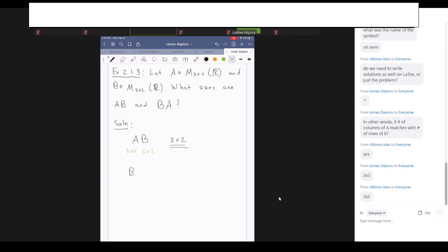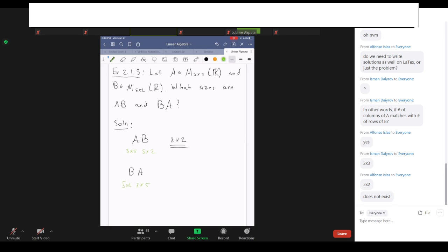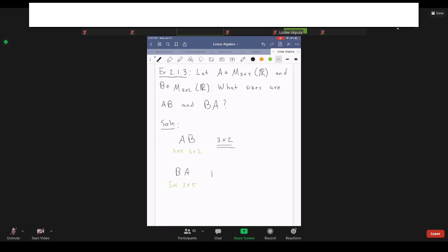What about B times A? Yeah, it doesn't exist. Yeah. So if you write it again, 5 by 2, 3 by 5, you can see the inner ones don't match up, right? So this does not exist. This as a matrix does not exist.